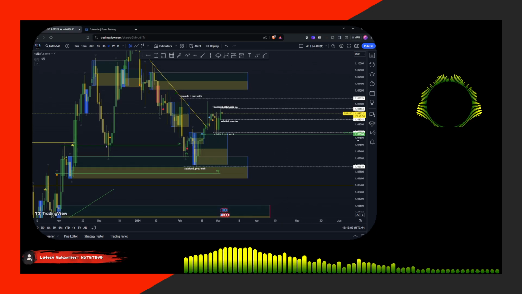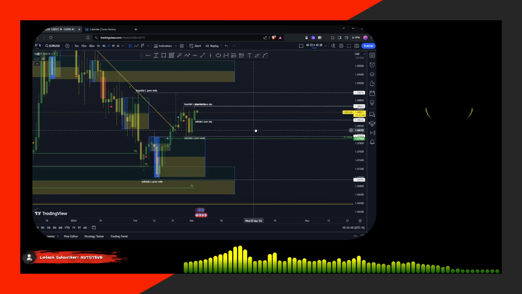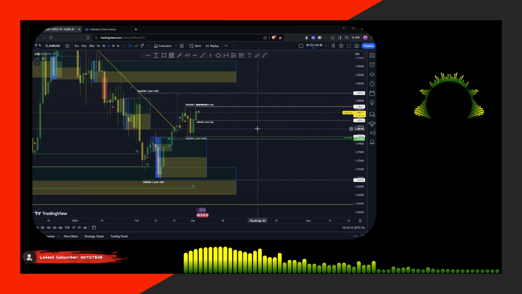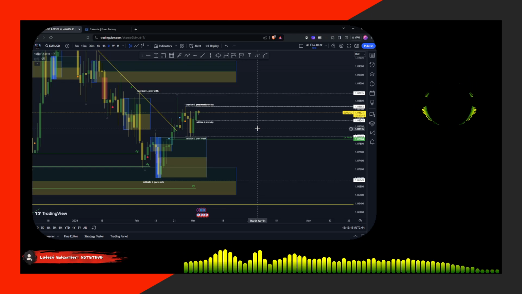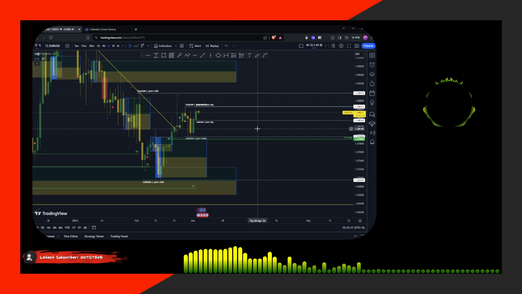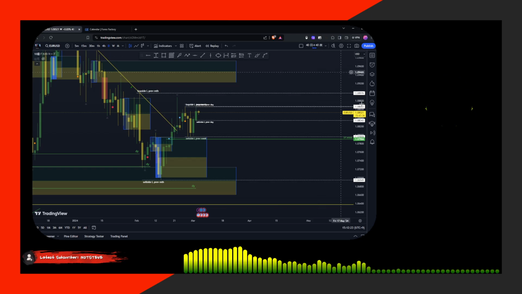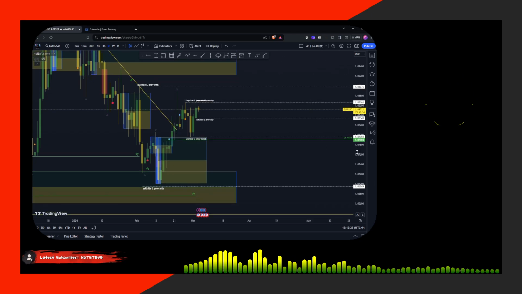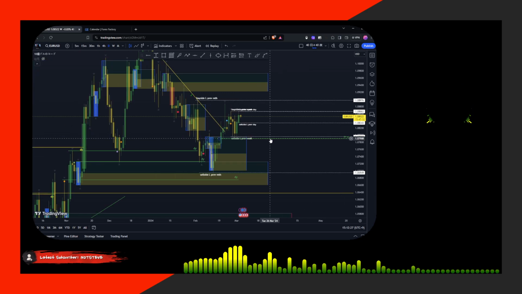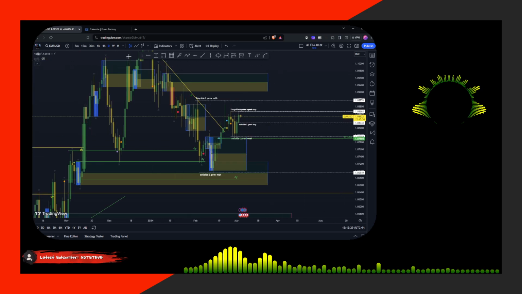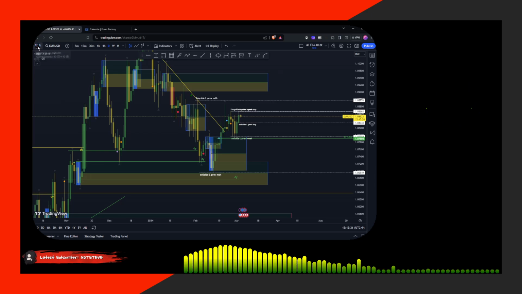Today I started off by marking off my buy side and sell side liquidity, since that is where we are going to have a draw on liquidity. The price is trading at the equilibrium for now. Somewhere there, yeah, we are trading somewhere there.